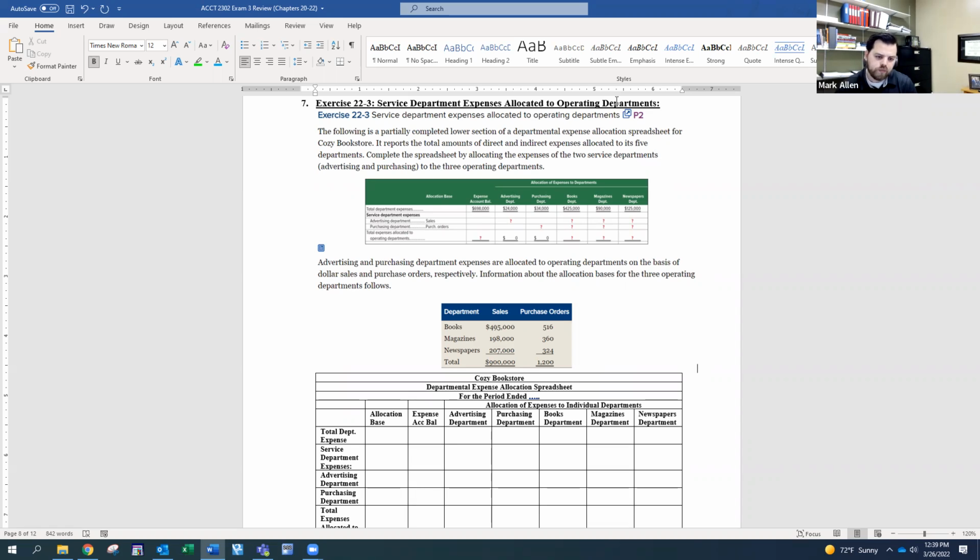So here we go. First thing we want to do is just read through it. The following is a partially completed lower section of a departmental expense allocation spreadsheet for Cozy Bookstore. It reports the total amounts of direct and indirect expenses allocated to the 5 departments. Complete the spreadsheet by allocating the expenses of the 2 service departments, which are advertising and purchasing, to the 3 operating departments. And of course, that's books, magazines, and newspapers. So we see that information given to me in this table.